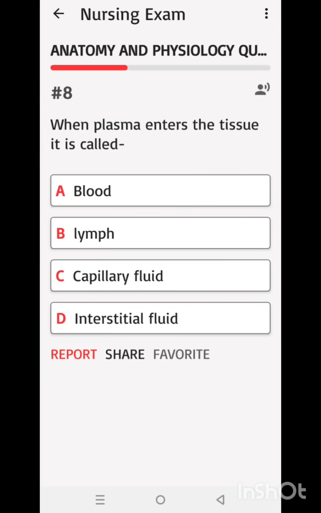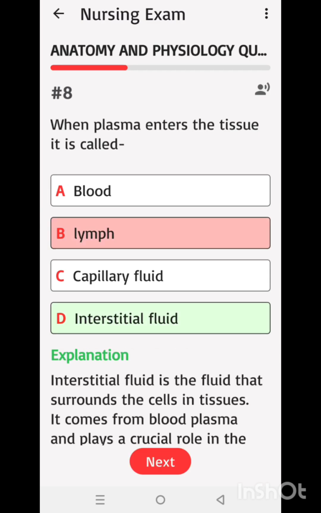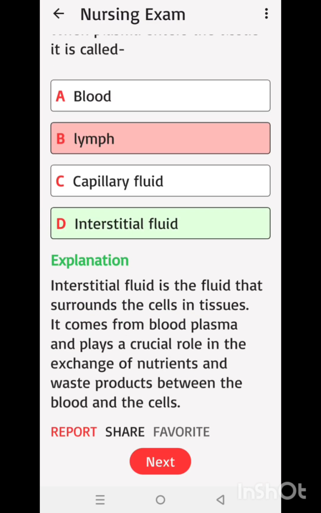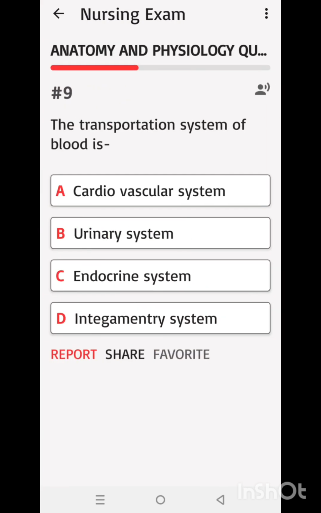When plasma enters the tissue, it is called A. Blood. B. Lymph. C. Capillary fluid. D. Interstitial fluid. Correct answer is D. Interstitial fluid is the fluid that surrounds the cells in tissues. It comes from blood plasma and plays a crucial role in the exchange of nutrients and waste products between the blood and the cells. The transportation system of blood is A. Cardiovascular system. B. Urinary system. C. Endocrine system. D. Integumentary system.